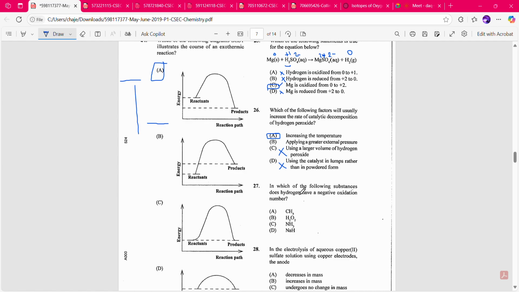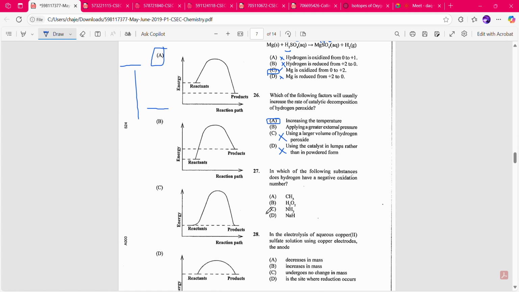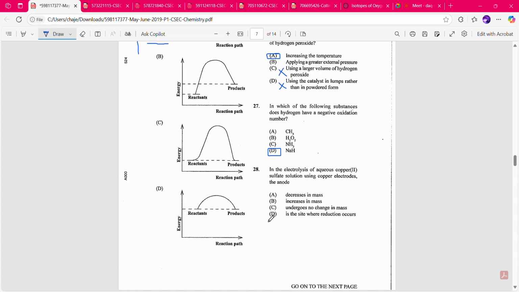Number 27, in which of the following substances does hydrogen have a negative oxidation number? What's the answer? B. What's the rule? You told me the rule last time, the same exact question. Hydrogen always has a positive oxidation number, except when it's bonded to metals. Yes. Alright, D is the correct answer.